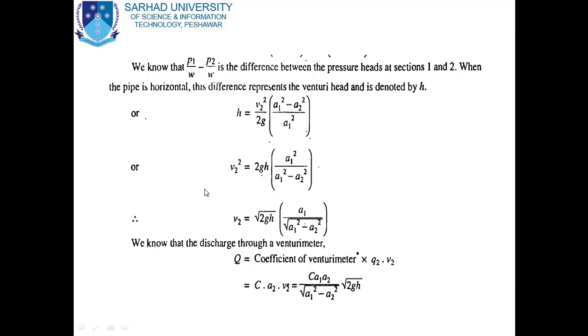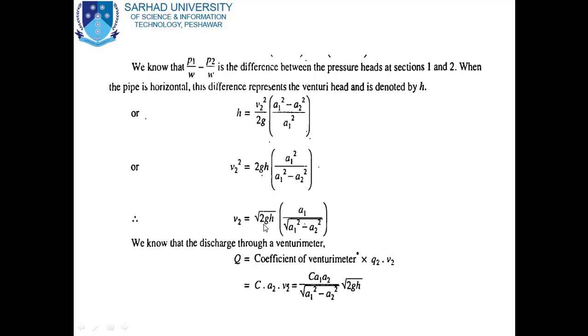Now rearrange this, we will get V2 square equal to 2gH into A1 square divided by A1 square minus A2 square. Take the square root on both sides, you will get V2 equal to the root of 2gH times A1 divided by the root of A1 square minus A2 square.